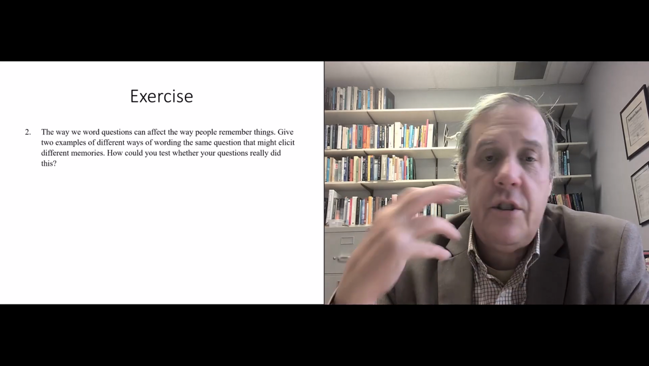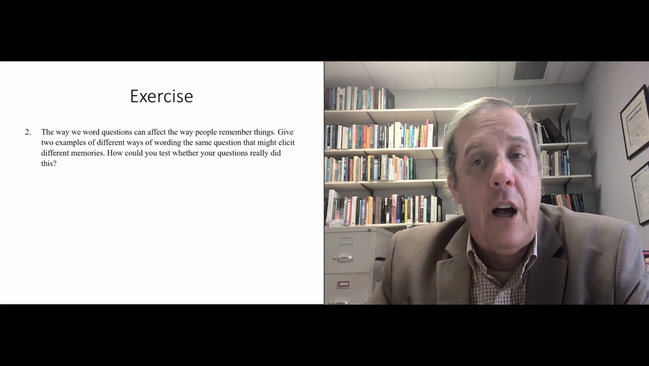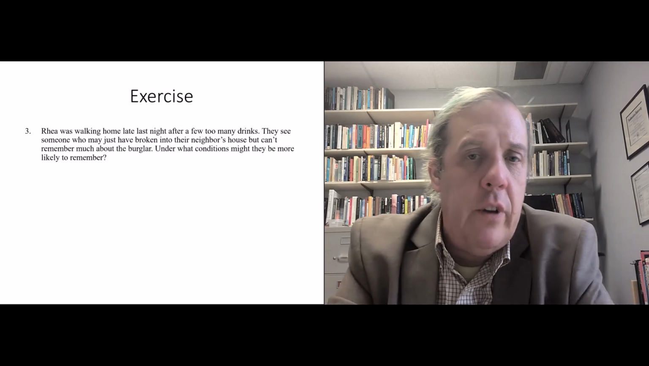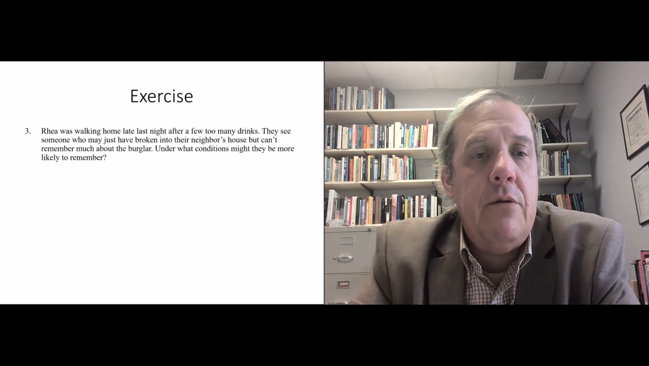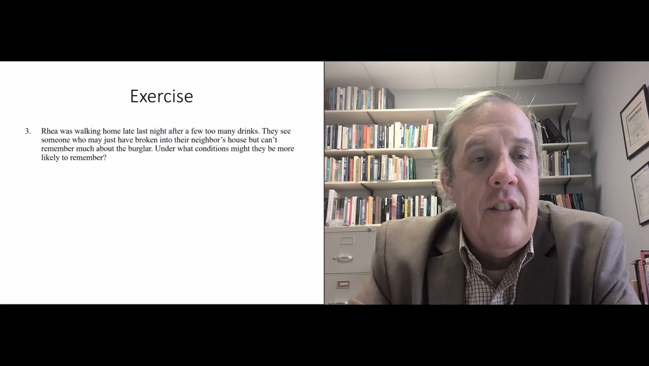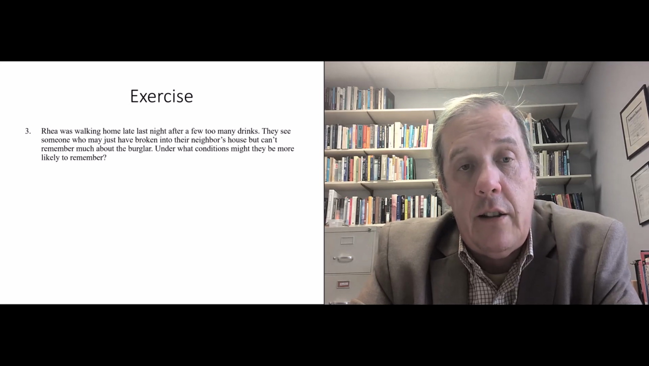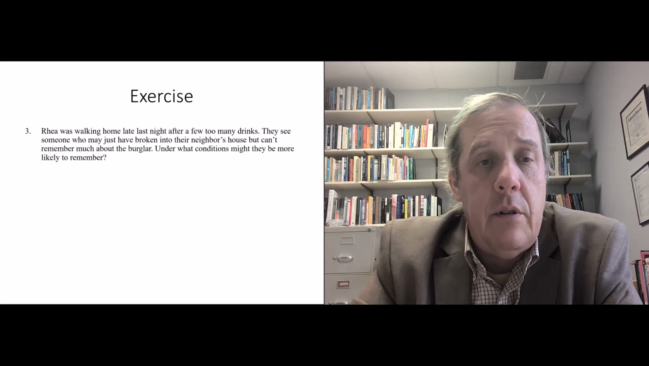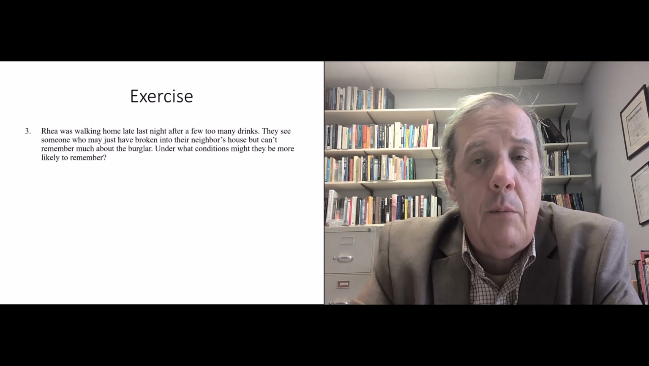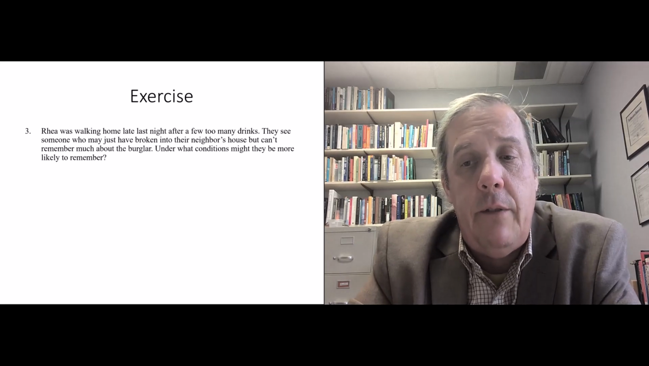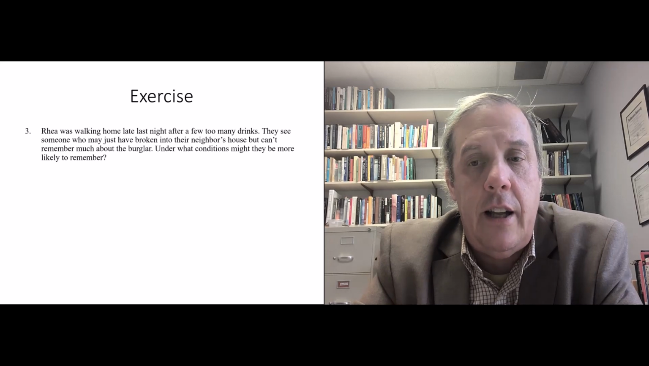Yeah, that's the first question. Just come up with one of your own examples of the phenomenon we've been talking about. The second question from this section: Ria was walking home last night after a few too many drinks. They see someone who may just have broken into their neighbor's house, but can't remember much about the burglar. Under what conditions might they be more likely to remember? Again, this is applying some of the ideas that we saw before. If you've already answered these questions, we can just move along. If you haven't, stop a second and answer them.